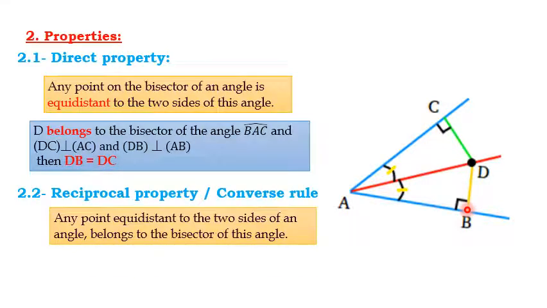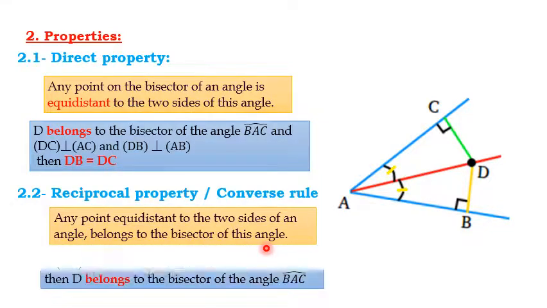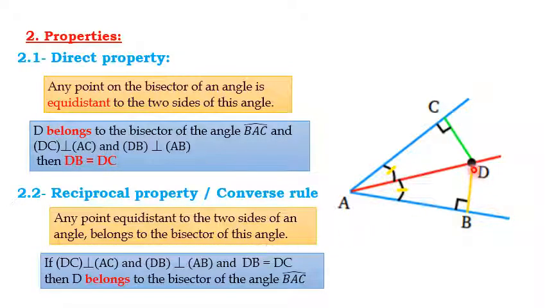The reciprocal property says that any point equidistant to the two sides of an angle belongs to the bisector of this angle. So, if DC is perpendicular to AC and DB is perpendicular to AB, and we know that DC equals DB, this means that D is equidistant from the two sides, which means that D belongs to the bisector of the angle BAC.